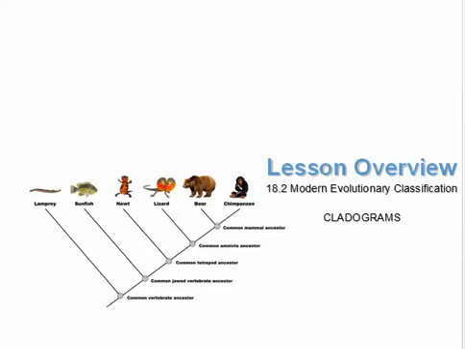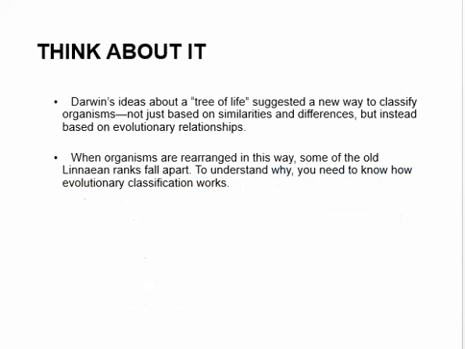So here we are talking about cladograms. And this is part of section 18.2 in your textbook. We're talking about modern evolutionary classification. Okay, so we started off with Linnaean, or Carolus Linnaeus, and his order of classification with the kingdom, phylum, class, order, family, genus, species. And if you are unfamiliar with that, you might need to look at section 18.1 for a quick review on that.